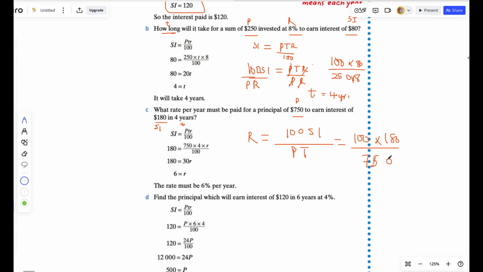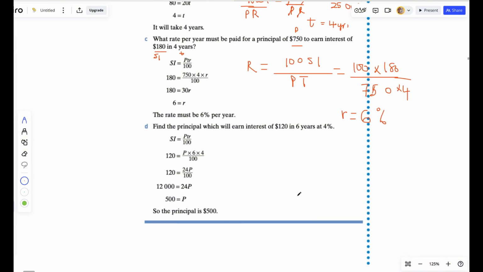Times the time, which is 4 years. So when we divide, we get our rate of 6%. Is that okay? We get 6. Is that okay? So we write our answer.